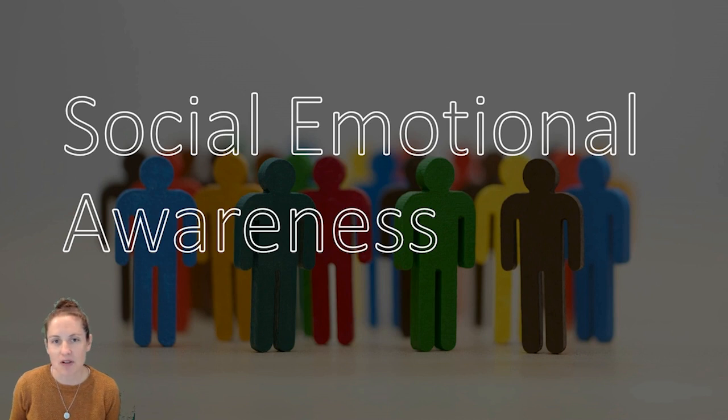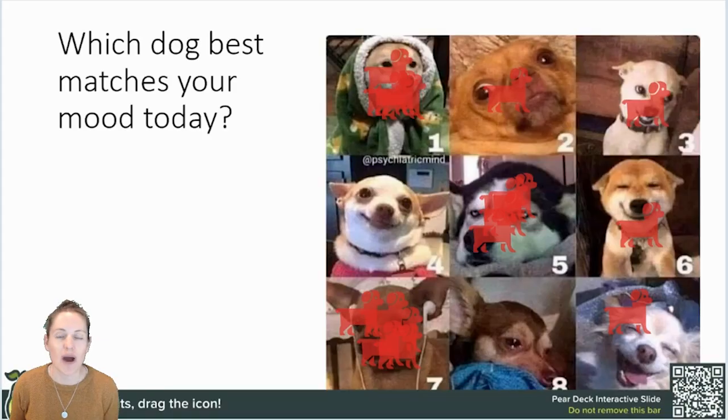Lastly, I use Pear Deck for social emotional wellness check-ins, and this is a great way of also assessing where students are at the beginning of class. So I might give them a fun meme like this and then ask them to move their icon to where they're feeling that day. This gives me a really good feeling for the whole class of where we are and what students' capabilities are going to be that day.